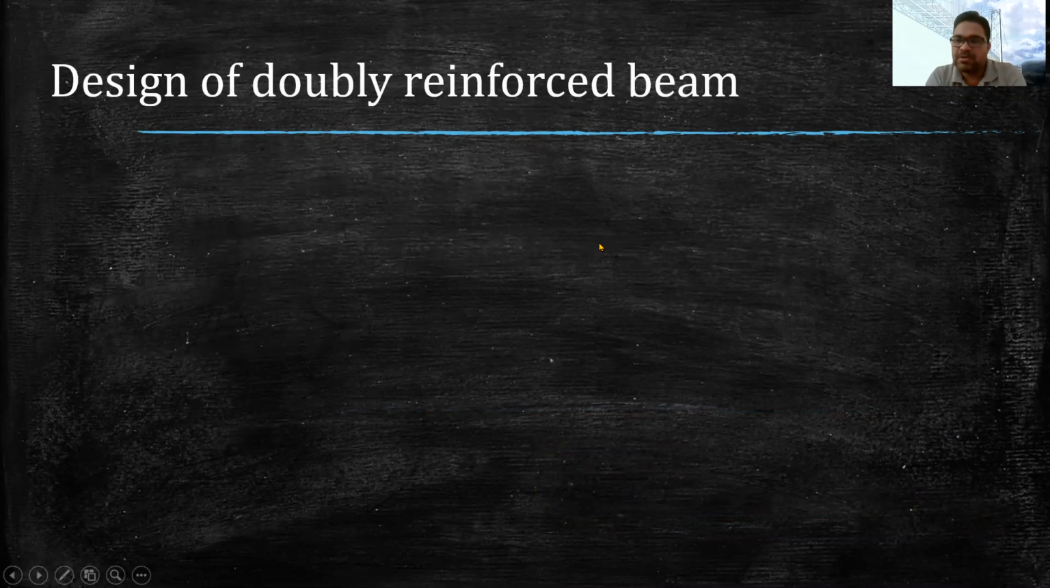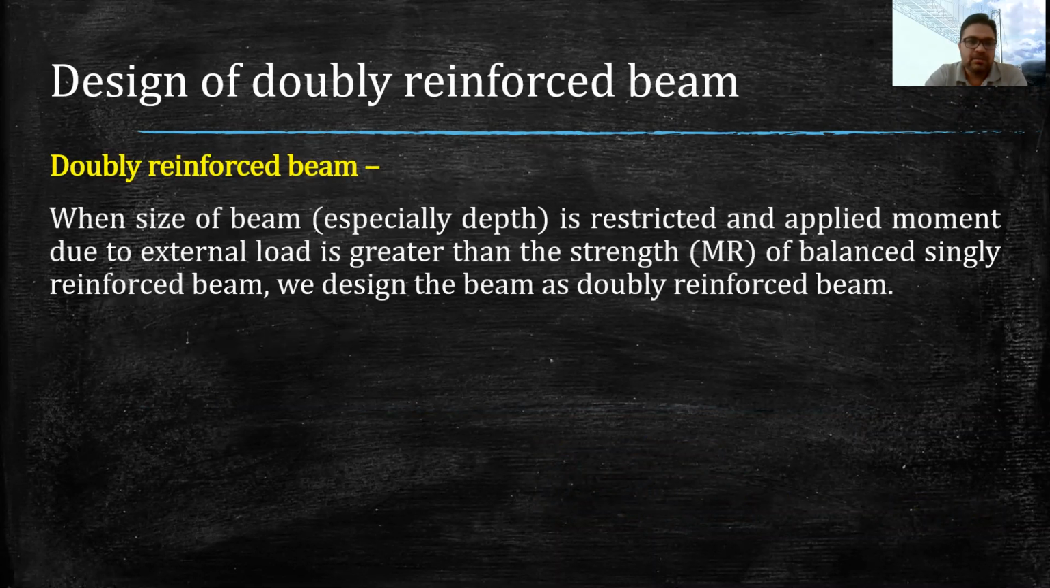In the previous lecture, I discussed the analysis of doubly reinforced beam, how we analyze it, and we solved an example. Now, in this lecture, we are going to design it. Talking about the doubly reinforced beam design, first we will understand what a doubly reinforced beam is. Although I discussed this in the previous lecture, we will recapitulate it.